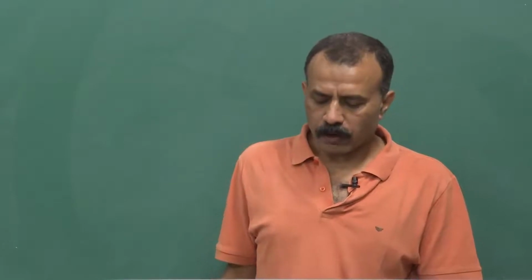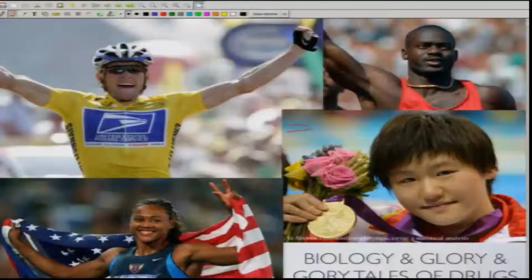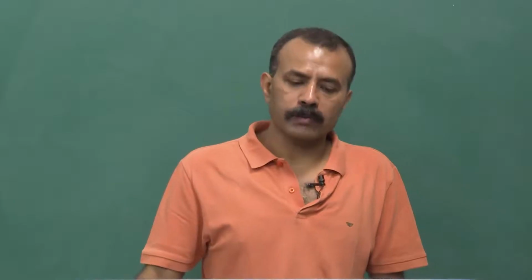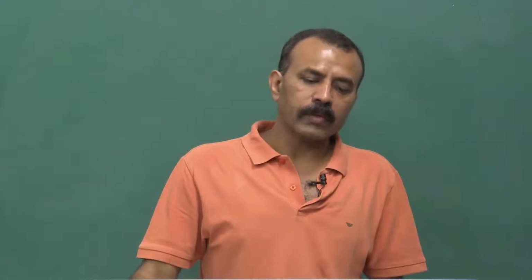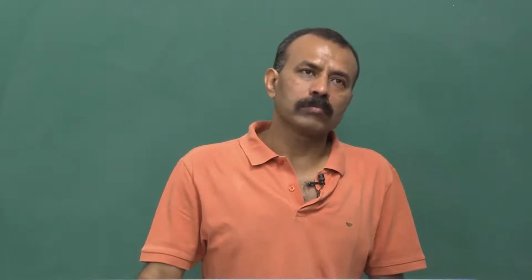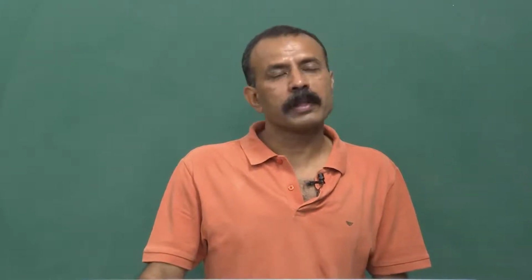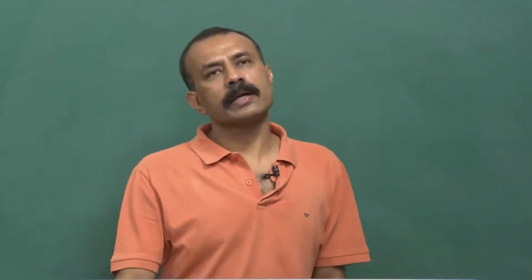To start off with the first slide, if you see, there are some very important personalities: a cyclist, 100-meter sprinter Ben Johnson, Wai Xuan, one of the swimmers, and so on and so forth. All these people made tremendous contributions in sports, yet they will be known for drug abuse. They used performance enhancing drugs.